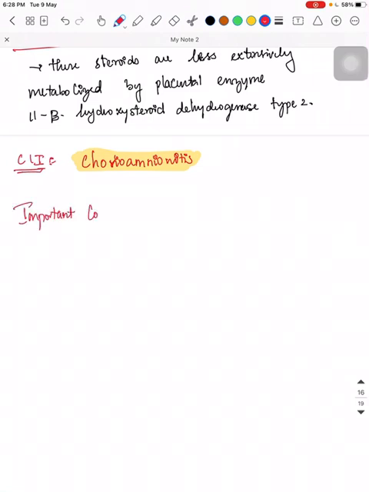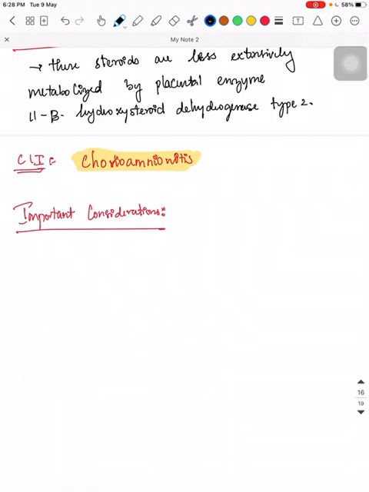Important considerations. So when to administer? What is the optimal time to administer this antenatal corticosteroid? The optimal time to administer is when the preterm birth is planned or expected within the next 48 hours.